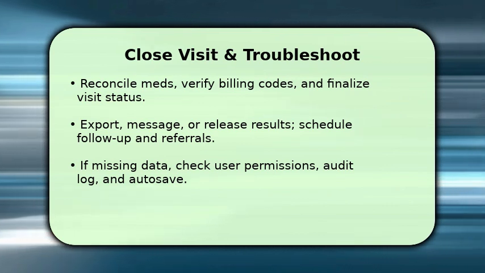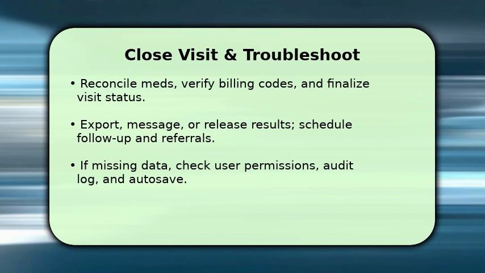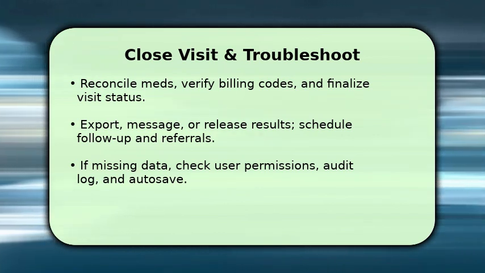If data is missing or changes didn't save, check your permissions and the chart audit log, then look for autosave drafts. Those steps usually recover entries. If problems persist, contact support with the account, time, and error details to resolve quickly.